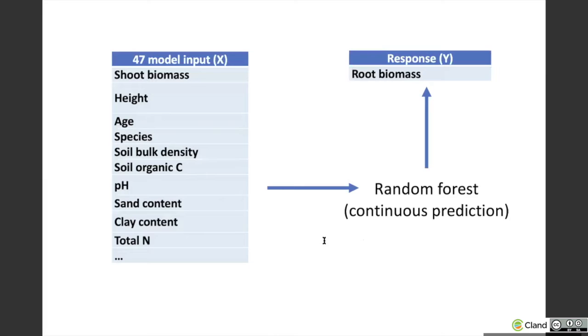Here, in this example, the inputs were related to shoot biomass, the age of the tree, the species, the soil bulk density, and other soil characteristics. And the output was the root biomass. And here, the algorithm we used was random forest. So here, the response was continuous. So here we want to predict the value of the root biomass. It's not a classification problem, it's a continuous prediction problem.